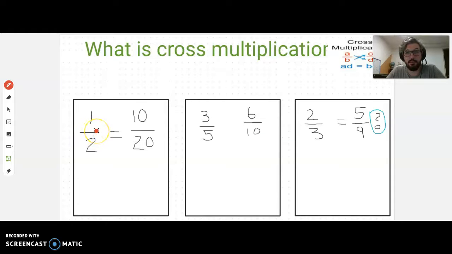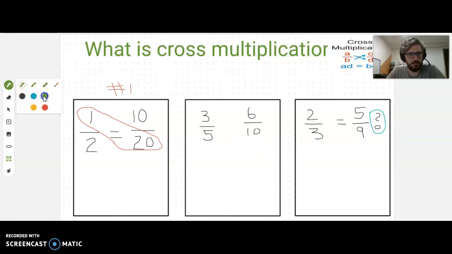So let's have a peek here at the first example, example number 1. In example number 1, we have two equivalent fractions. We know by looking at it that 1 over 2 is equal to 10 over 20. You know that because it's just very easy and simple numbers. So I'm going to use this as our first example to show how cross multiplying actually works.